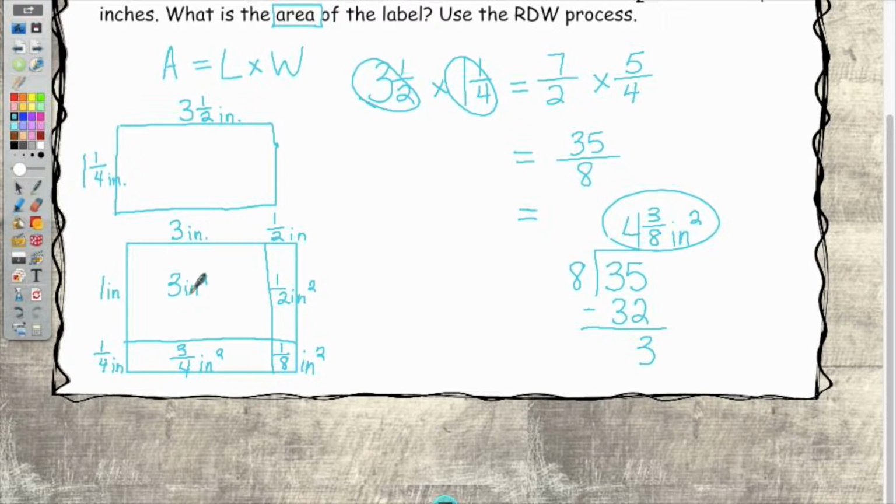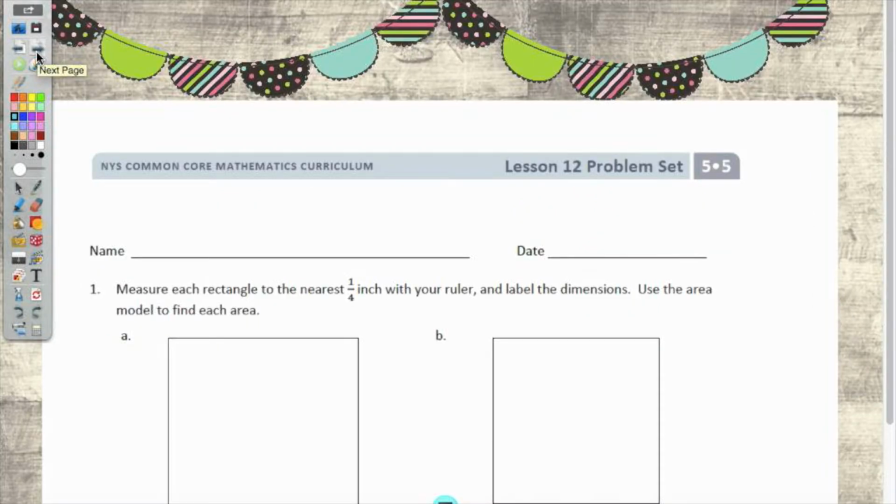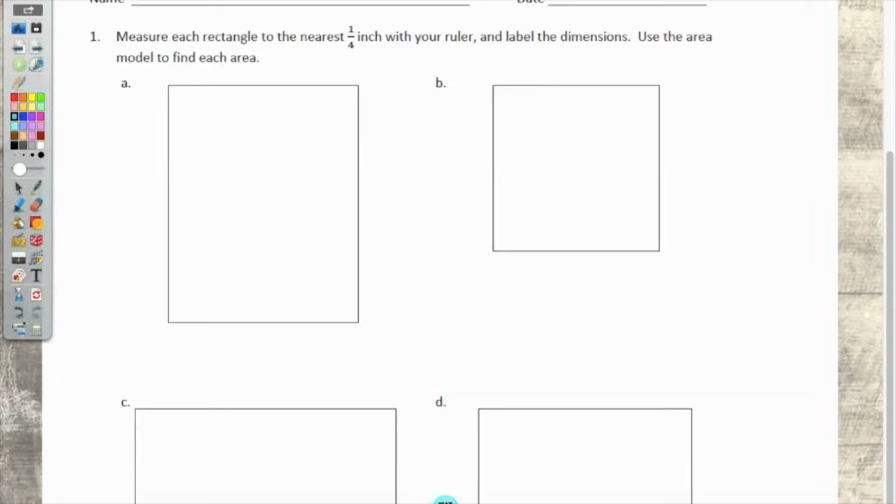Okay? So, instead of adding 3 plus 1/2 plus 3/4 plus 1/8, I can change them to fractions and it's a lot simpler. Okay? Today's lesson, though, is going to review how to use the area model, and we're also going to measure with a ruler. So what I want you to do now, the best way to solve this type of problem is what we just practiced on the application problem, okay? But we're going to go ahead and do what the directions say. We're going to use the area model to find the area.